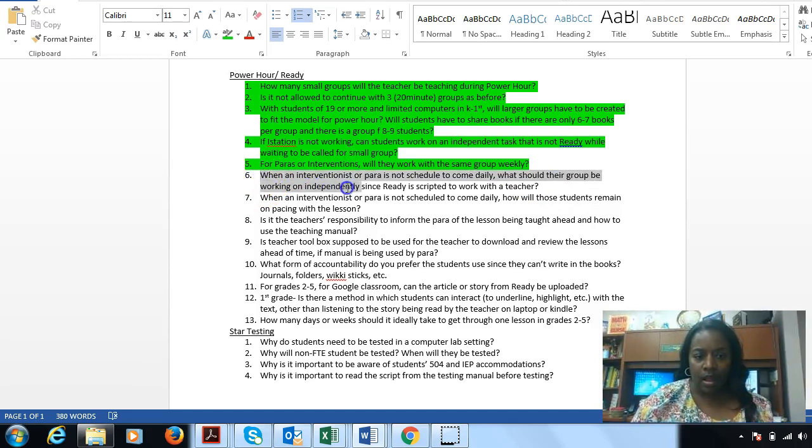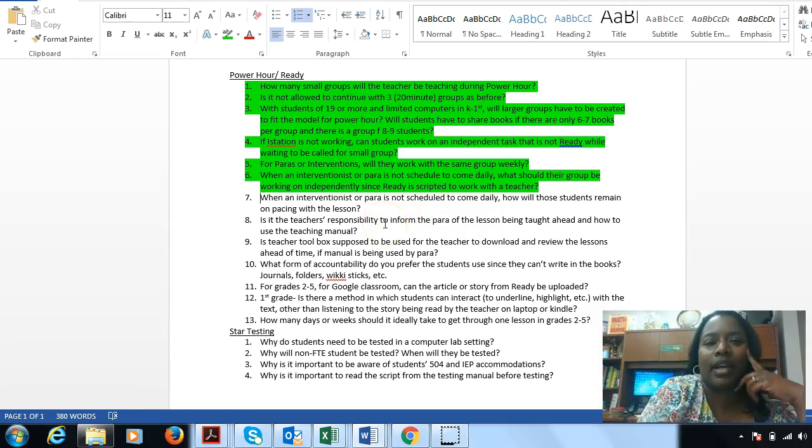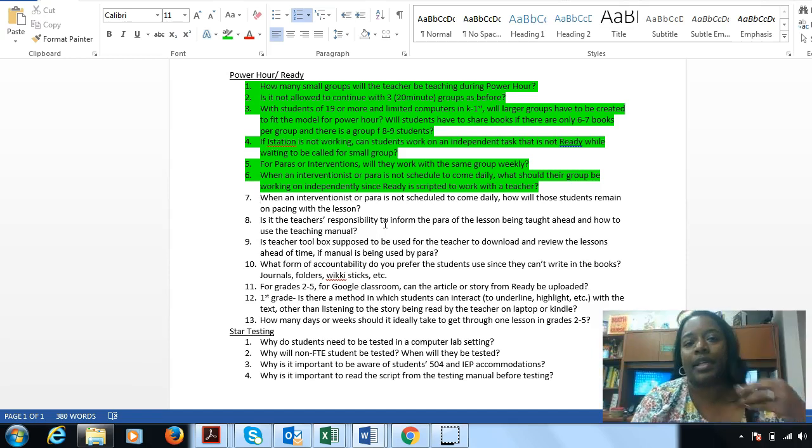Okay. Number 6 is a good question. It asks, when an interventionist or para is not scheduled to come daily, what should their group be working on independently since Ready is scripted? This kind of works in that grade level where I think there's some grade levels where the person may not come daily. I think that's an individual thing I'll have to address with you guys.